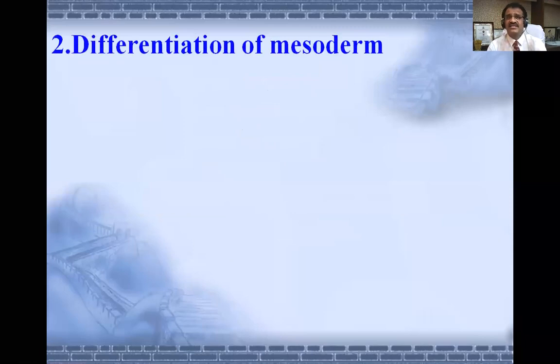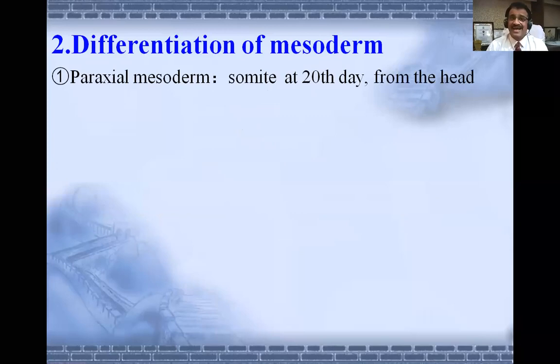Now we'll go to the differentiation of mesoderm. This is the second layer because it comes in between. And the third will be endoderm. Here is the paraxial mesoderm, on both sides of the central axis. Okay, somite from the head.